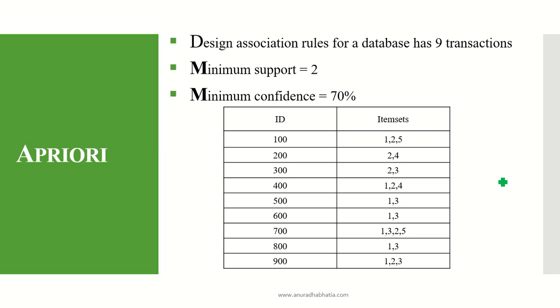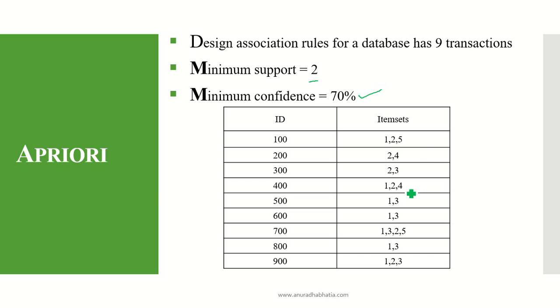Now let's take a second example. Design association rules for a database which has 9 transactions, and the minimum support given to us is 2, and the minimum confidence given is 70%. This is the transaction table that I have, and I need to build the association rules on this transaction table.